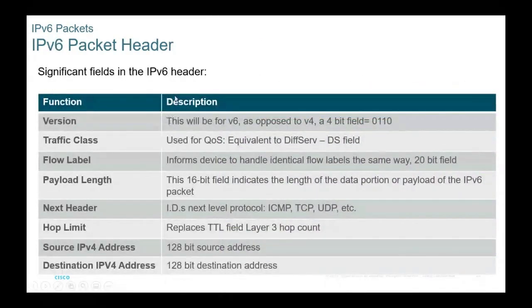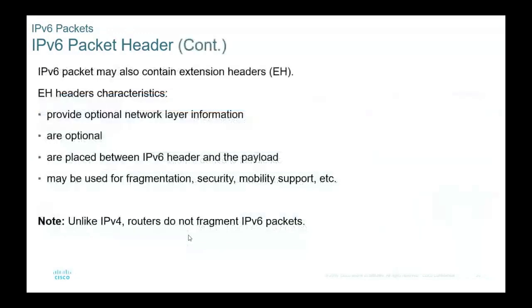Like I said, we're not going to focus too much on it, but just be aware that we still have these headers. Probably the most important ones are the source and destination IP address and the hop limit, which is basically the same as the time to live. How many hops do we allow before we say it's enough?